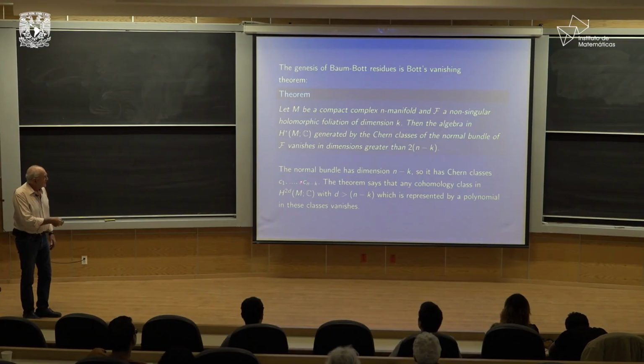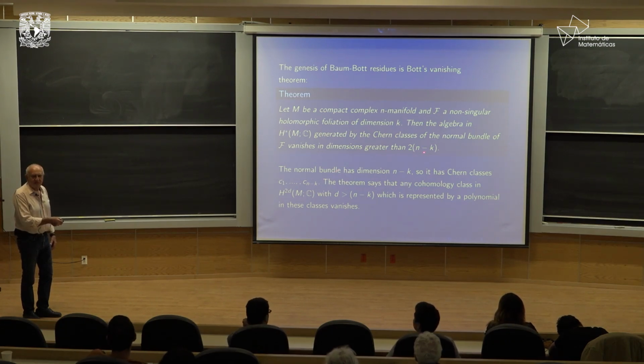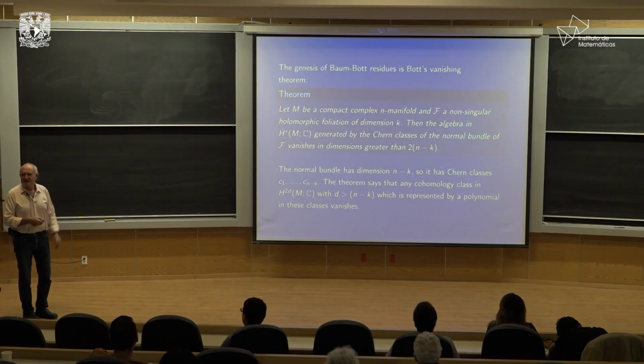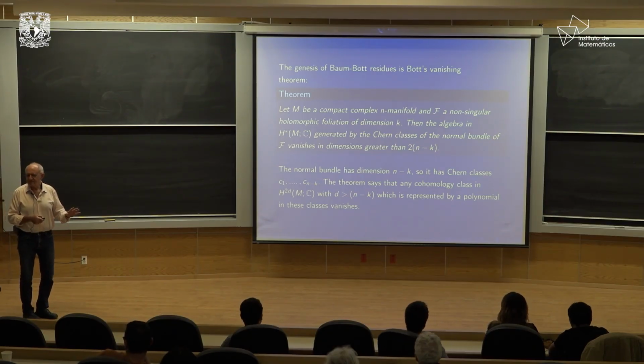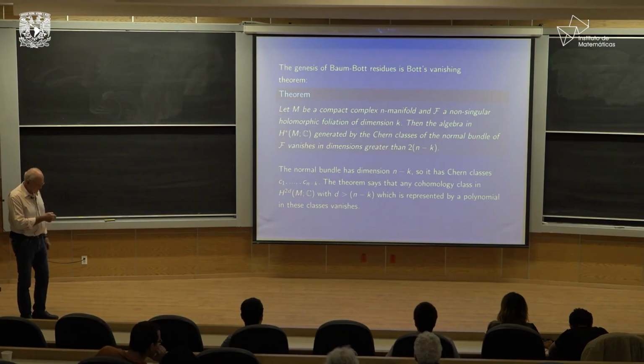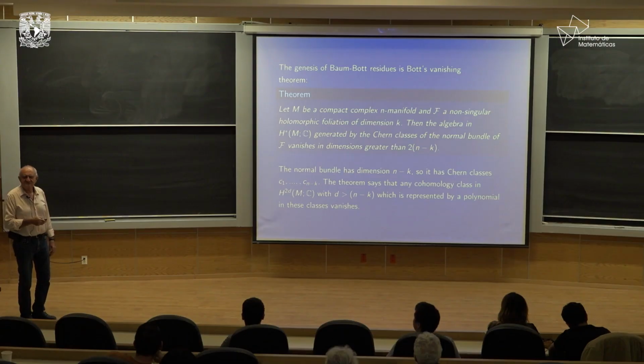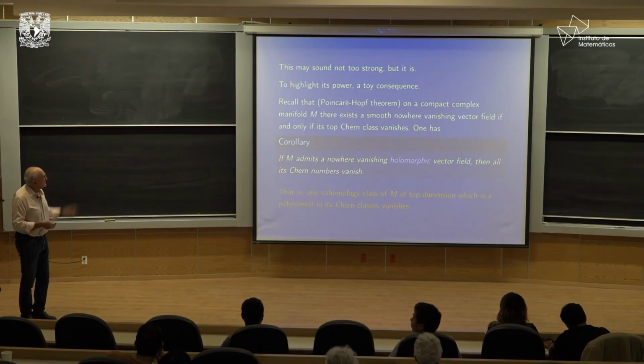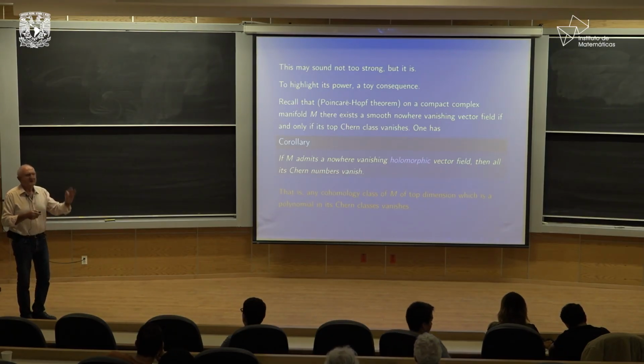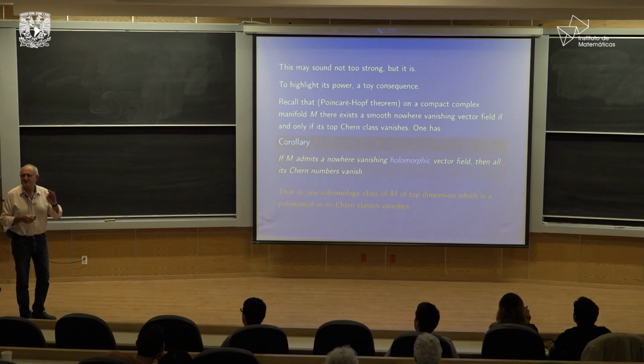Okay? And then what the theorem says is that if you look at any cohomology class of dimension greater than the codimension, and if that cohomology class is a polynomial in these classes, then it vanishes. Okay? At first I could say, so what? This is very interesting. Yes, it is very, very deep. So let me just give a toy example, just to show its power.